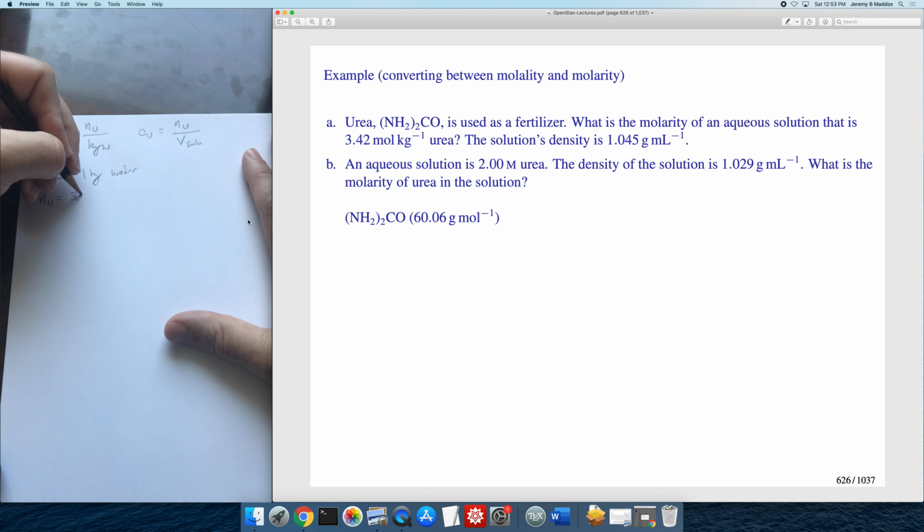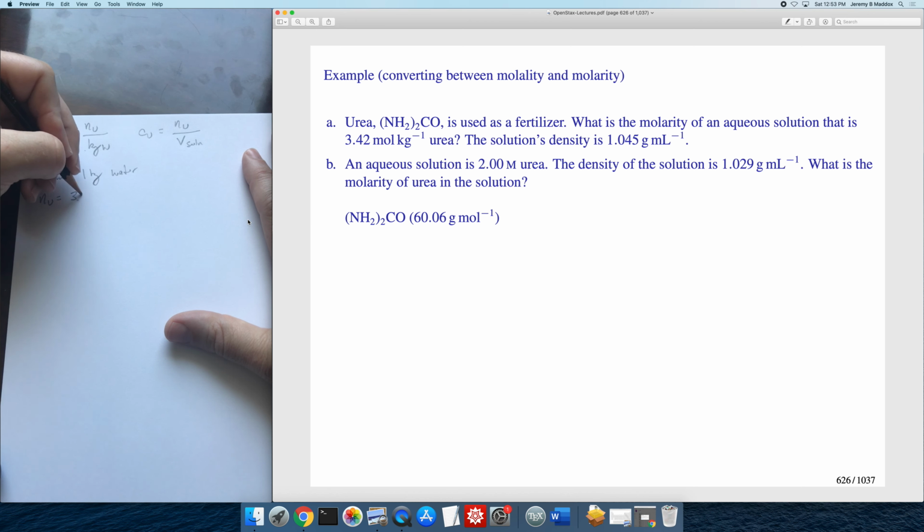Part B is going the other way. You've got a molarity of 2.00. They're giving us the density of the solution, and they want us to calculate the, this is clearly a typo, it should say molality, not molarity. They've already given us the molarity. We would need to calculate the molality.